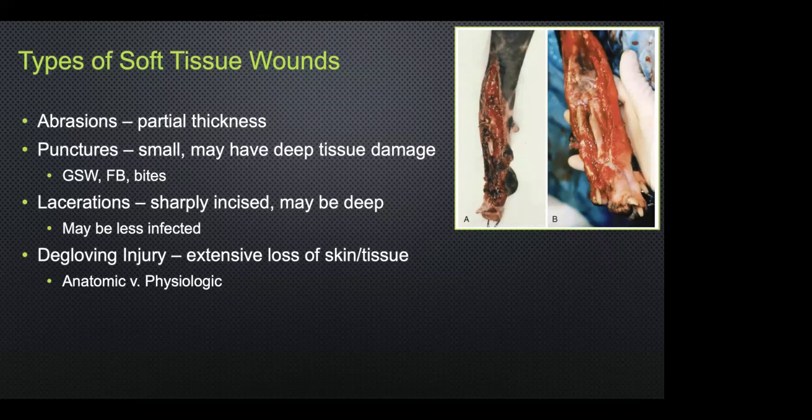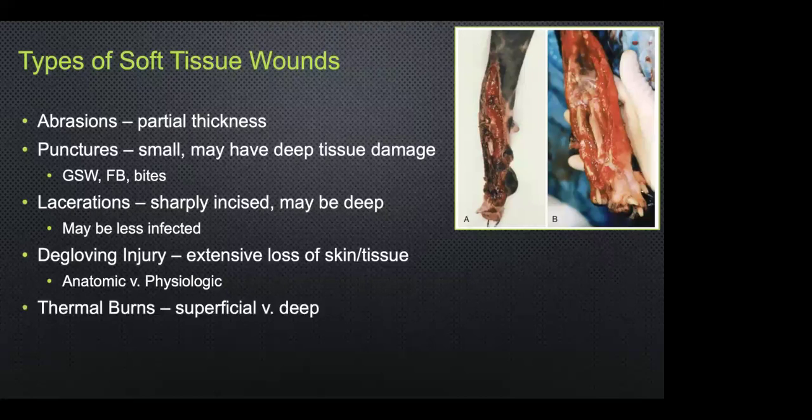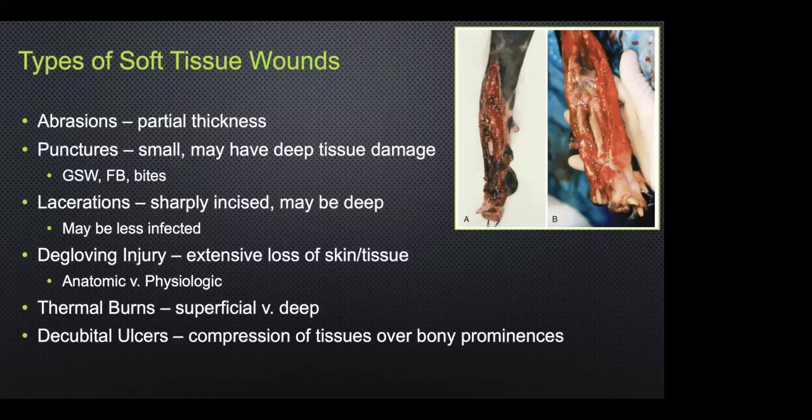A physiologic degloving injury is one where the skin and subcutaneous layers are lifted off of the underlying muscle fascia and bone, but the skin itself is still on the animal. It's just become non-adhered. So that also typically leads to loss of blood supply, and eventually you have to debride that, and it's typically not usable for closure. Thermal burns, all sorts of different burns, superficial and deep. And then there's the category of decubital ulcers, which is compression of tissues over bony prominences.